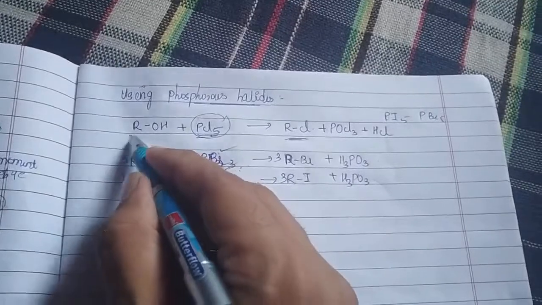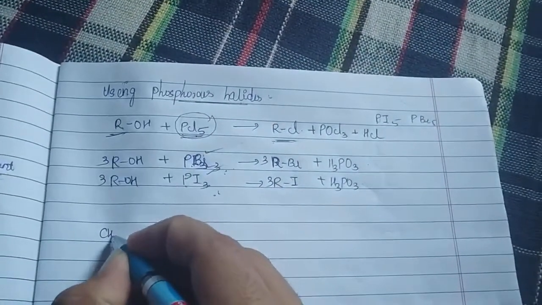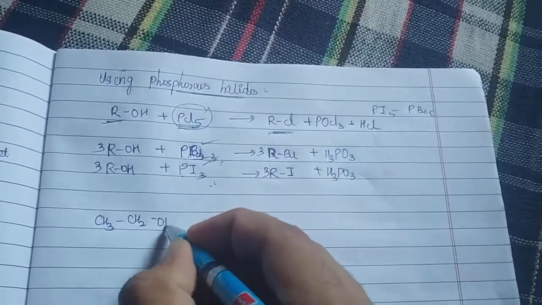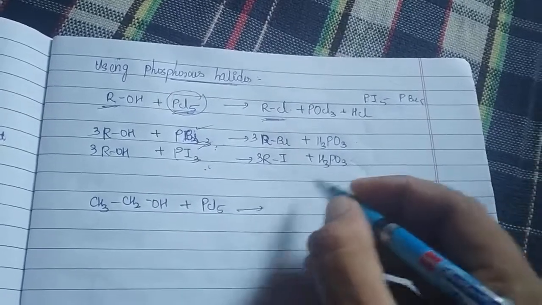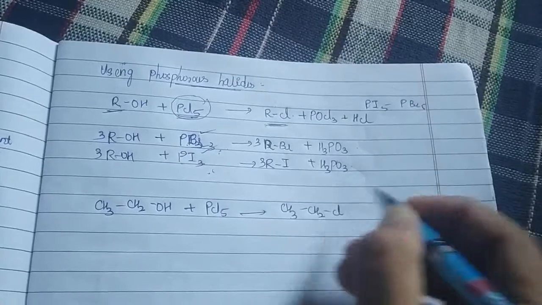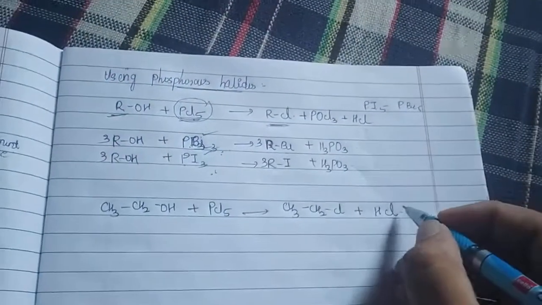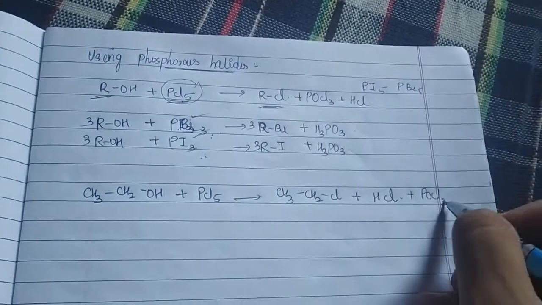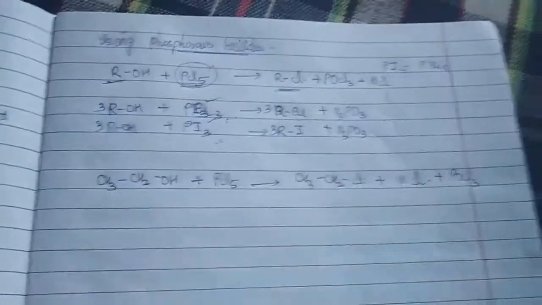For example, if I take my R as CH3CH2, that is, ethyl alcohol I have chosen. I took my PCl5, so what have I obtained? CH3CH2Cl plus HCl plus POCl3. Balance the five chlorides: 3, 4, 5. Everything else is balanced. How to remember it?